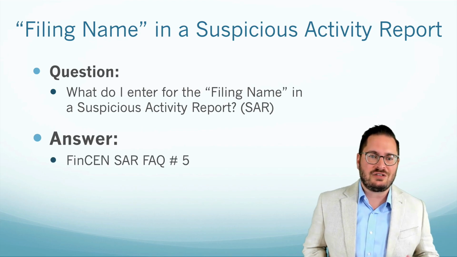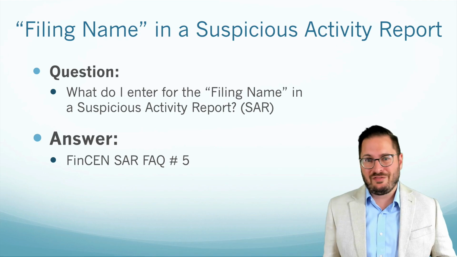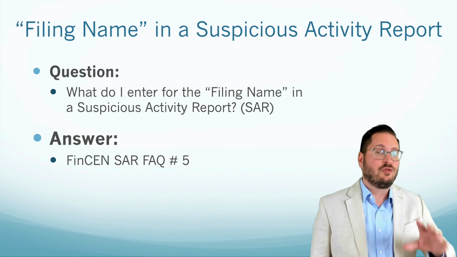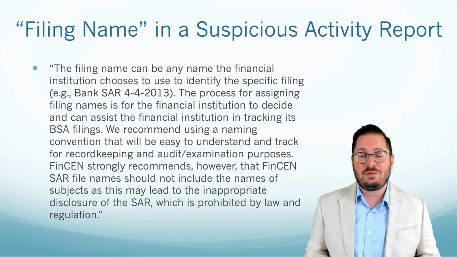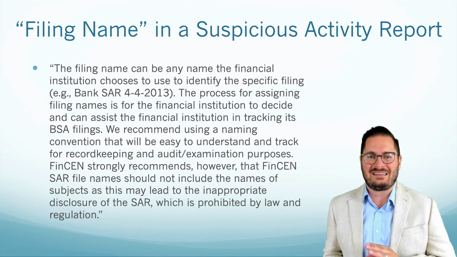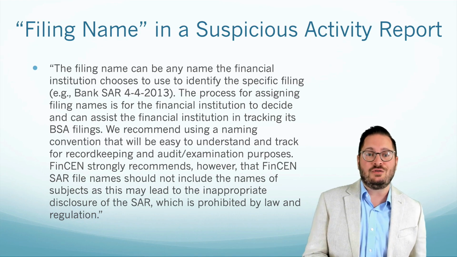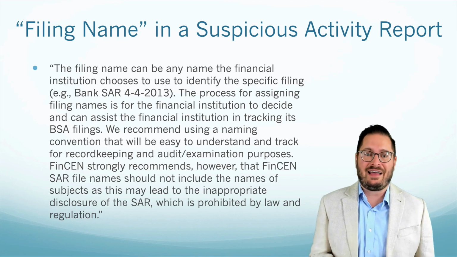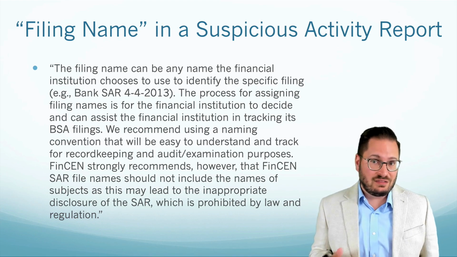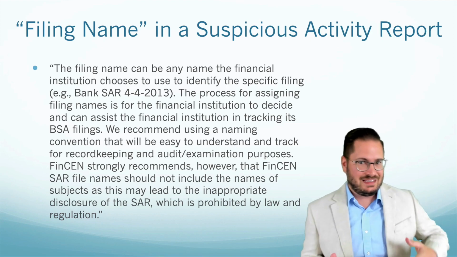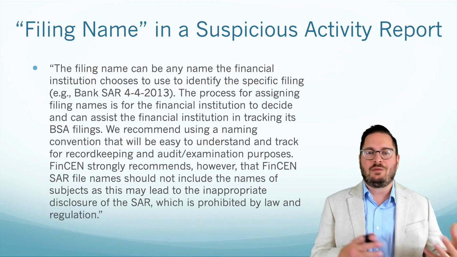Now, the answer to this question is going to come from FinCEN SAR frequently asked question number 5. So FinCEN has a set of frequently asked questions related to suspicious activity reports, and we can take a look at frequently asked question number 5. Specifically, the frequently asked question says this. It says, the filing name can be any name the financial institution chooses to use to identify the specific filing. So for example, it could be bank SAR 4-4-2013. Now, this frequently asked question came out around 2012, 2013. That's why they used that date. So, of course, you'd probably want to use a date that's current.